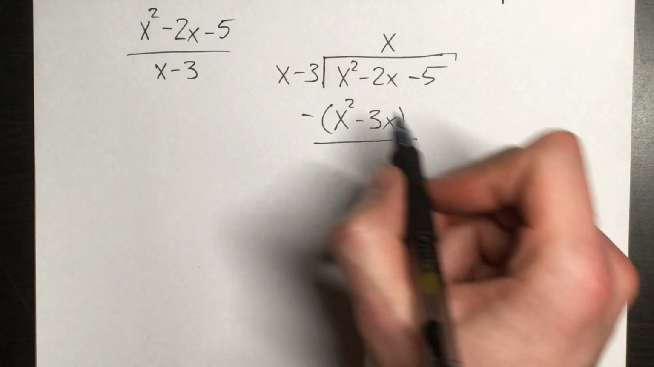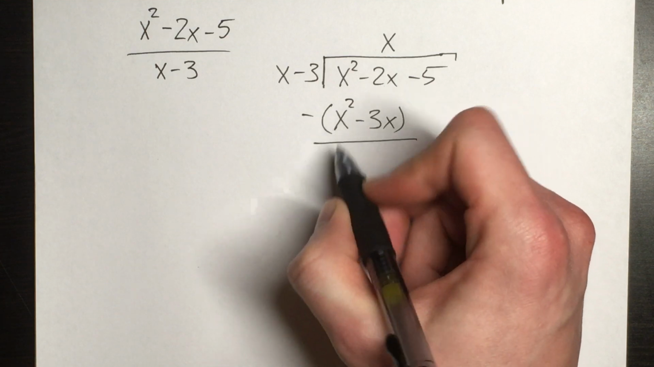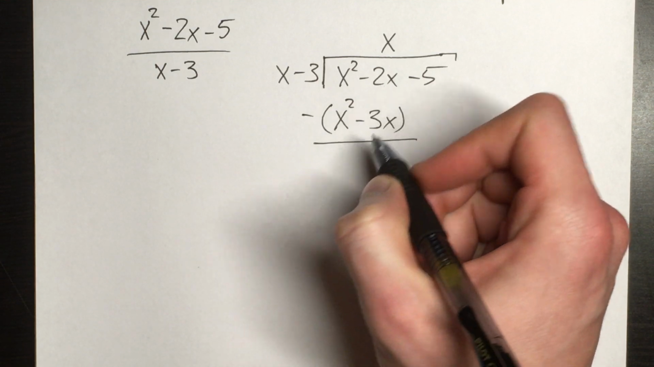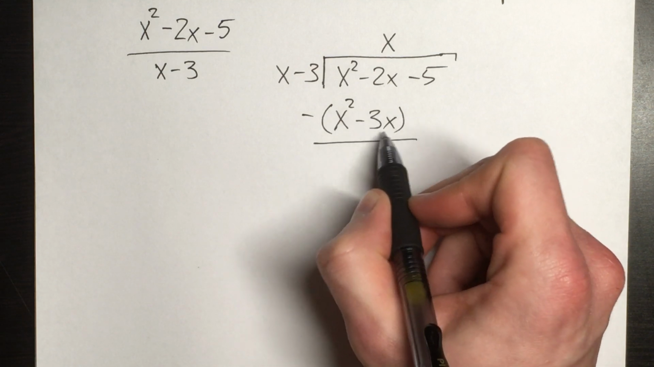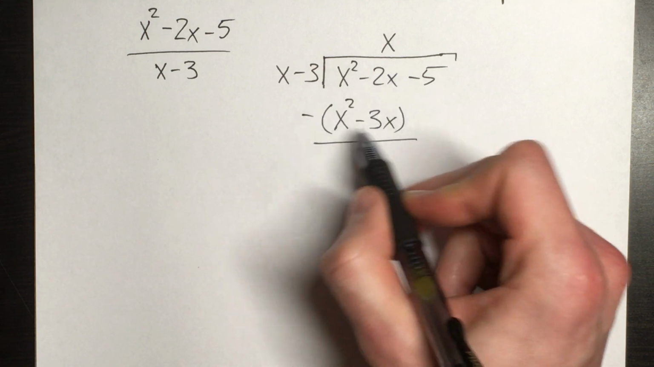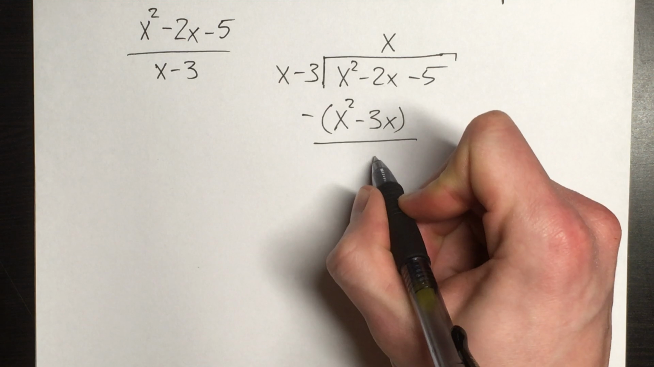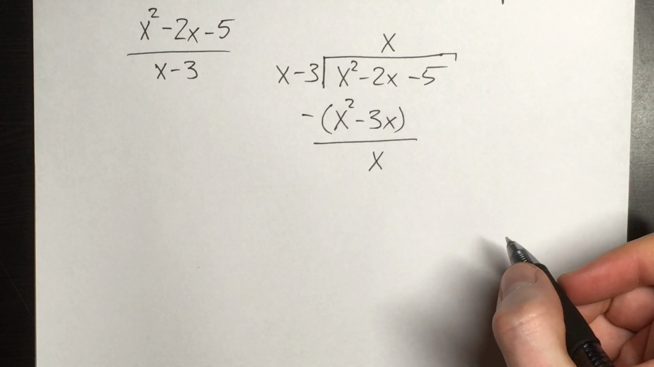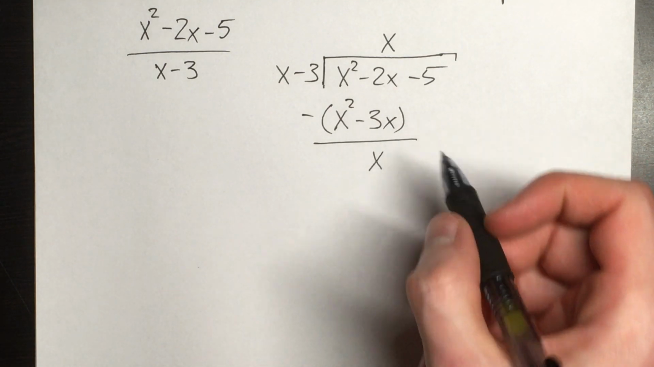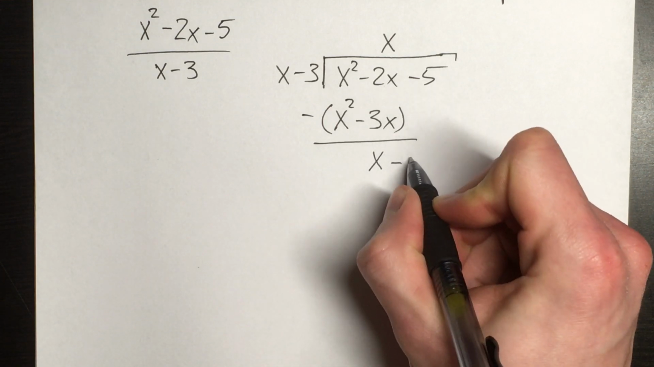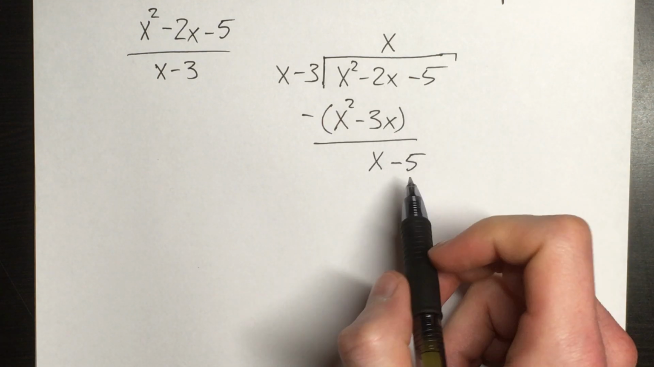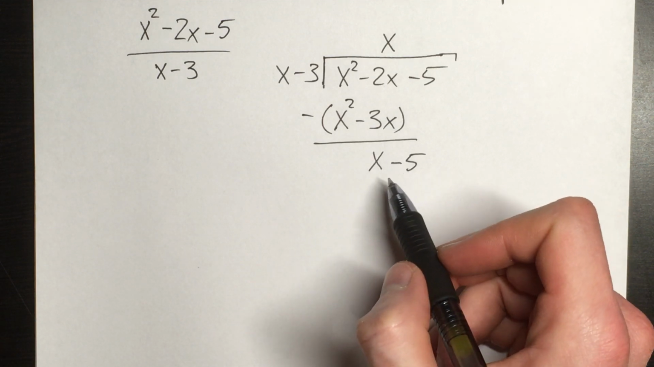So what is that going to be? We have x squared minus x squared, which is just 0, so it's nothing here. And negative 2x minus negative 3x means negative 2 plus 3x, which is just x. Now we're continuing, and after we finish this, we can drop down the next term to make that x minus 5. So now we repeat the process that we did before.